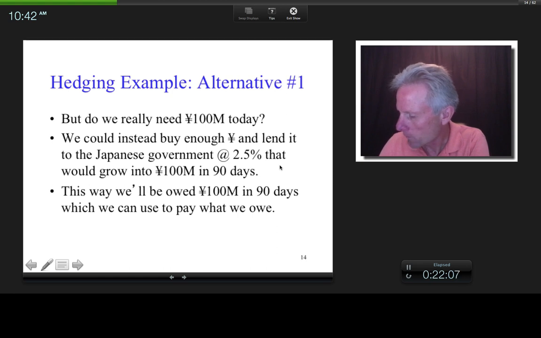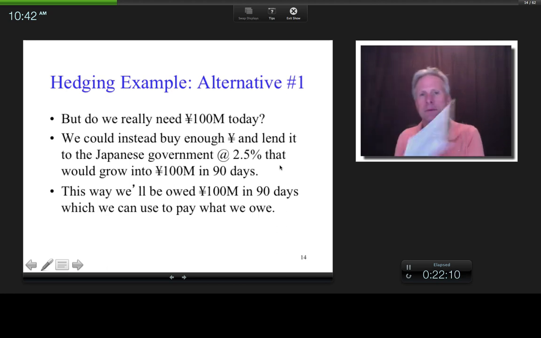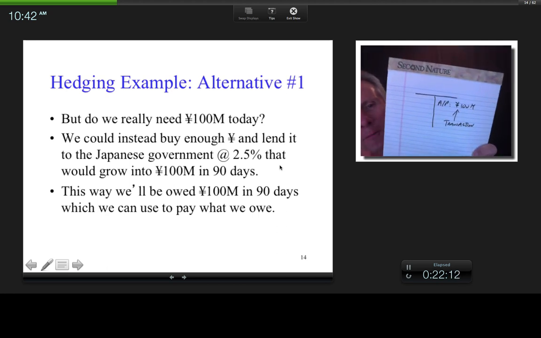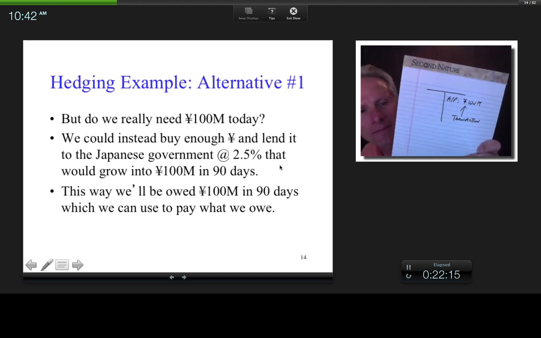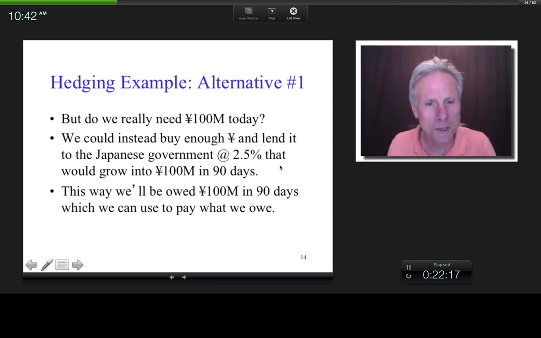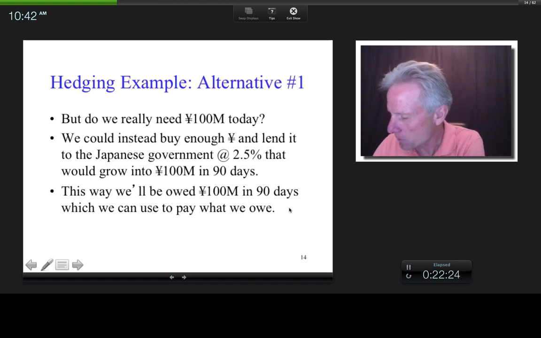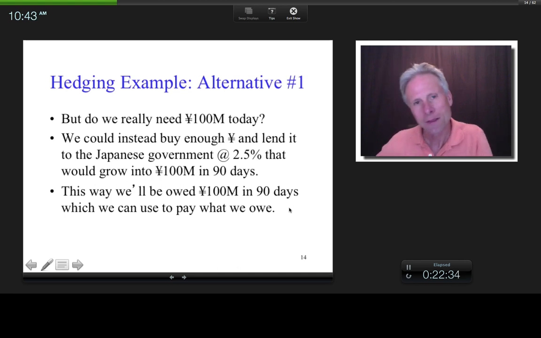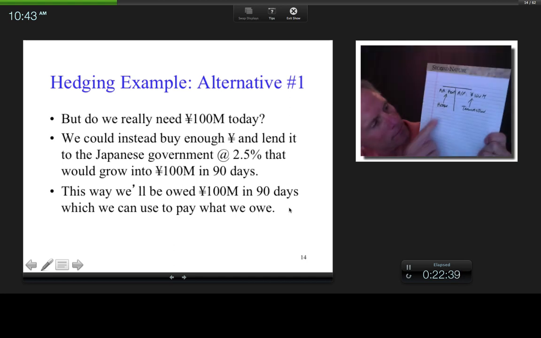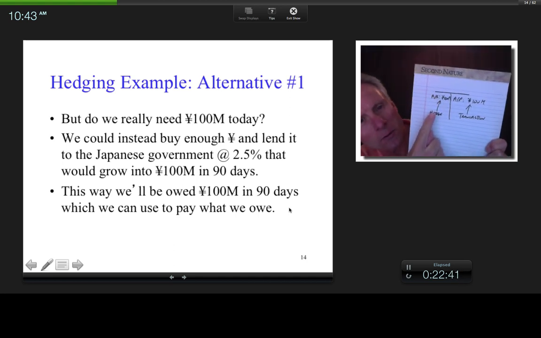Well, we've created an accounts payable, right? So here we owe 100 million yen in 90 days. Well, if we go through this alternative number one, we'll be owed 100 million yen in 90 days. Is that an accounts receivable if somebody's going to owe it to us, in this case the Japanese government, or is that an accounts payable? Well, it's an accounts receivable, right? So in other words, what we've done is we've created our hedge on this side. We've created an accounts receivable.